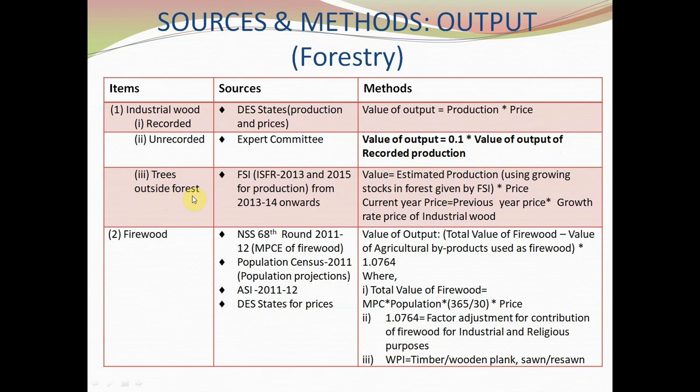Then trees outside forest are providing industrial wood. For this, Forest Survey of India ISFR 2013 and 2015 for production from 2013-14 onwards are used. Total value is estimated production, which is by using growing stock in forest given by Forest Survey of India into price, and current year price is calculated as previous year price into growth rate price of industrial wood.